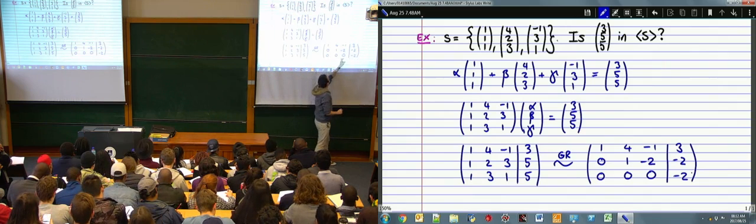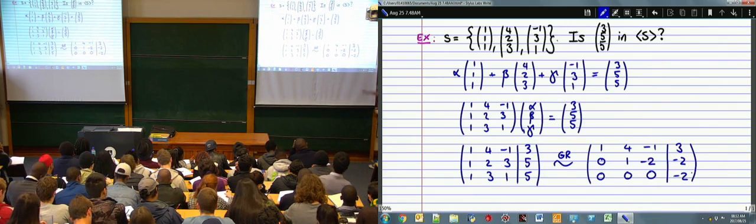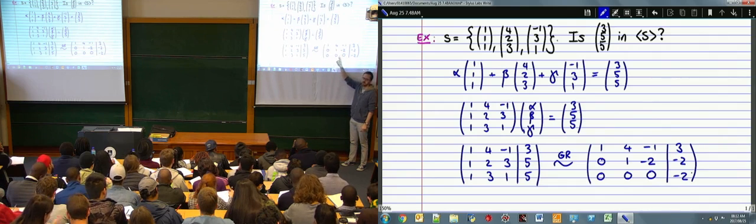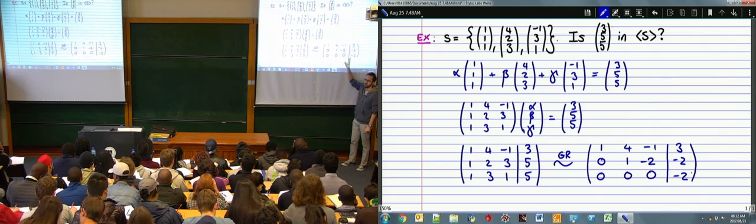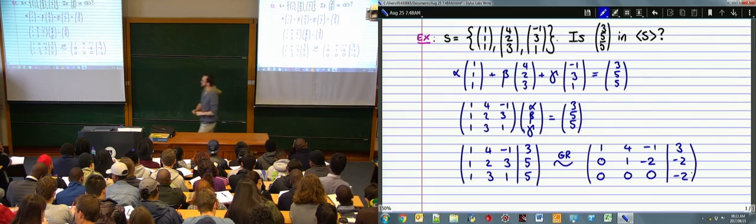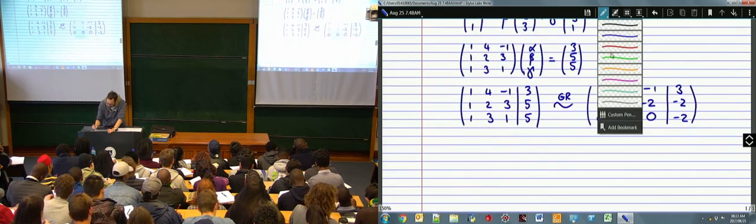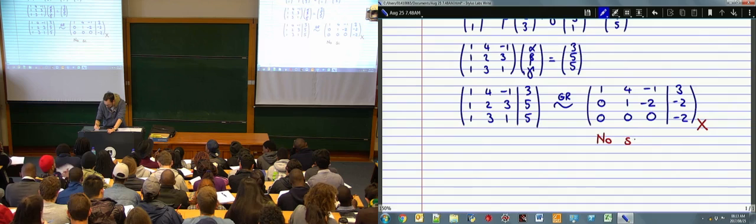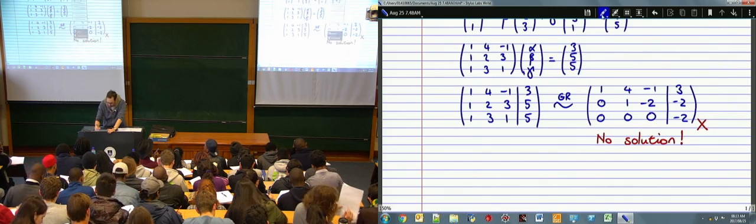we sort of immediately notice that there's not going to be a solution to this system, right? Because really what this third row is now telling us is that 0 alpha plus 0 beta plus 0 gamma should be equal to negative 2, right, which is impossible. So this over here says that your system is inconsistent. So we don't have any solutions.